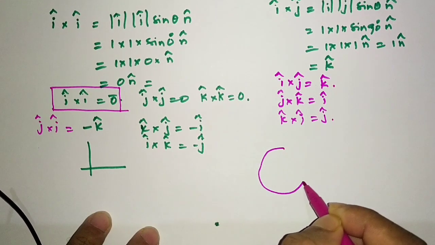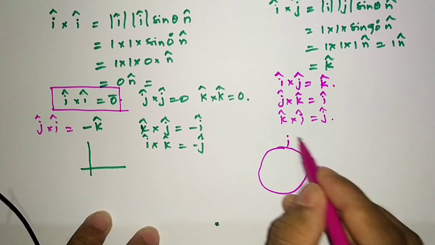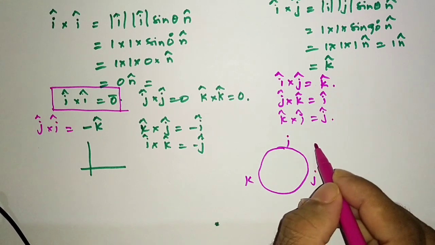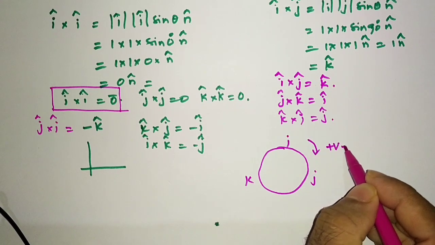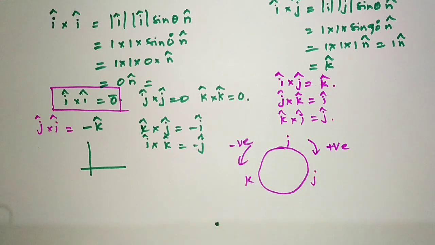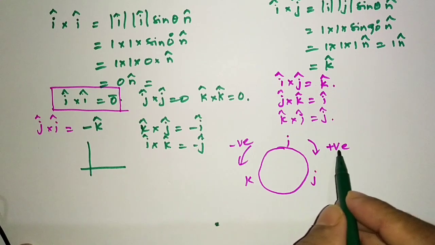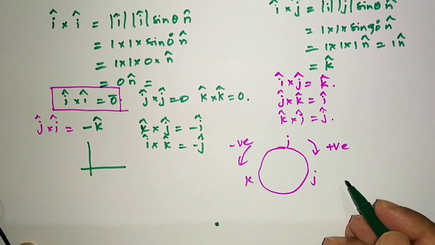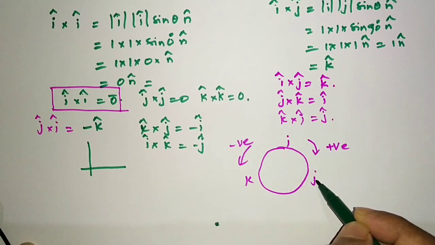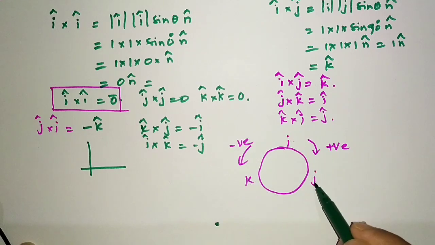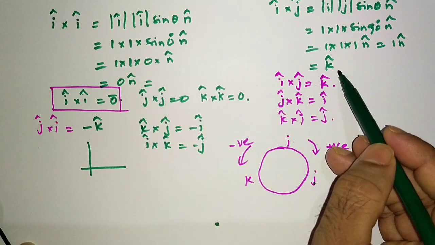Just draw a circle. On the circle, write I, J, K. Remember that if you move in the clockwise direction, the result is positive. If you move in the anti-clockwise direction, the result is negative. That's it. Now move. I cross J. You are moving in the clockwise direction. What is left? K. I cross J is equal to K. Yes or no?